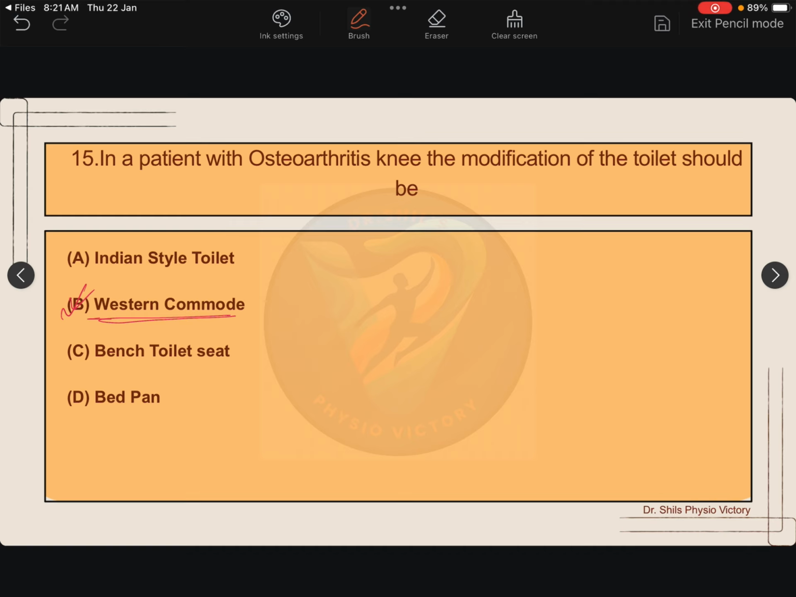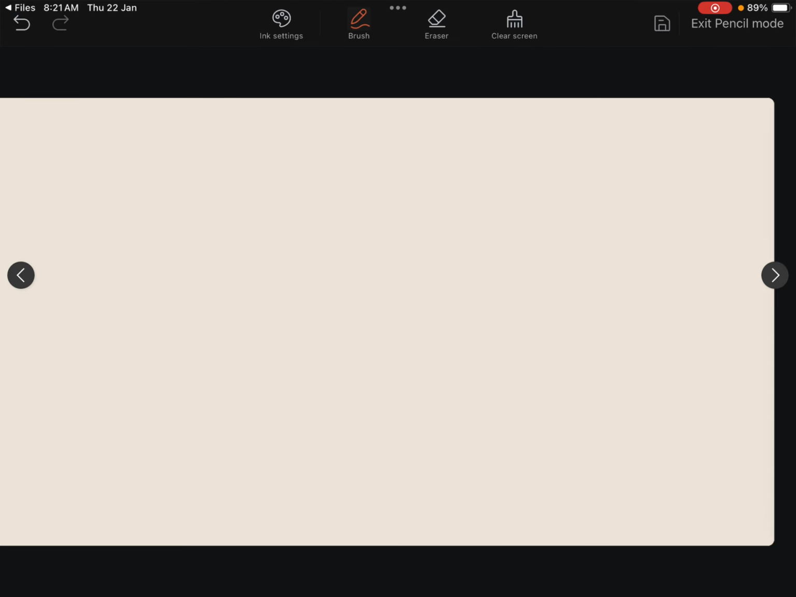Indian style toilet needs 130 to 150 degree of knee flexion, which is very harmful for knee arthritis. Bedpan basically is used for bedridden patients. Bench toilet is uncommon.